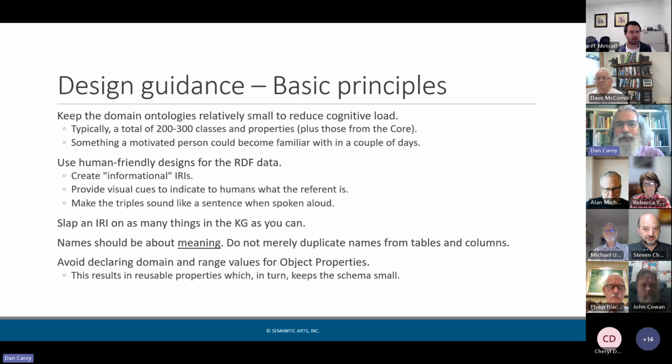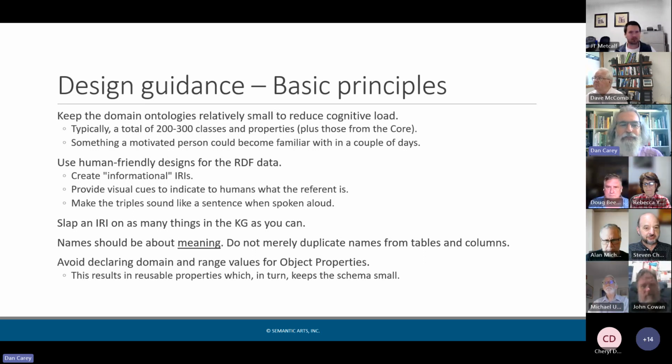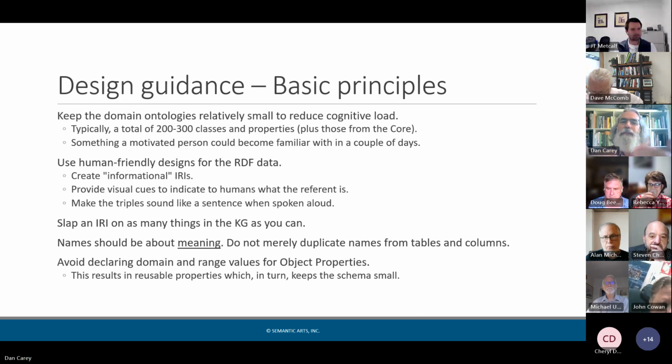Another basic principle that we encourage people to follow is to avoid declaring a domain and/or a range on object properties. This is because not doing so means that your property is a lot more reusable, which means you only have to learn that one property. If you start putting domains and ranges on it, you're having to create completely new names for all of these relationships. You're increasing your cognitive load. You're reducing the reusability of your graph.